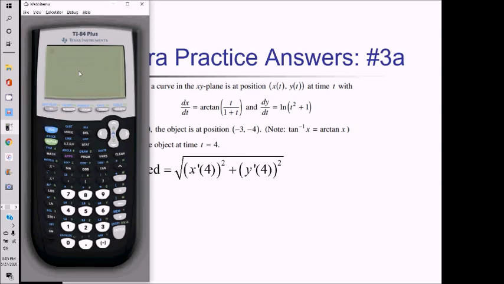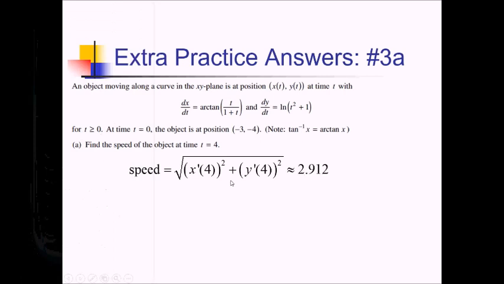To do this efficiently, I'm just going to do square root. And now to do x prime of 4 squared, I'm going to do alpha trace y1, because that's where I stored x prime. I'm going to plug 4 into that, so parentheses 4, and then put a little square, because I'm squaring that. Now let me do plus alpha trace y2, because that's where I stored y prime. Plug 4 into that as well, and square it. Then just press enter for this whole thing. And that's 2.912. They didn't give any units, so we don't include any units.